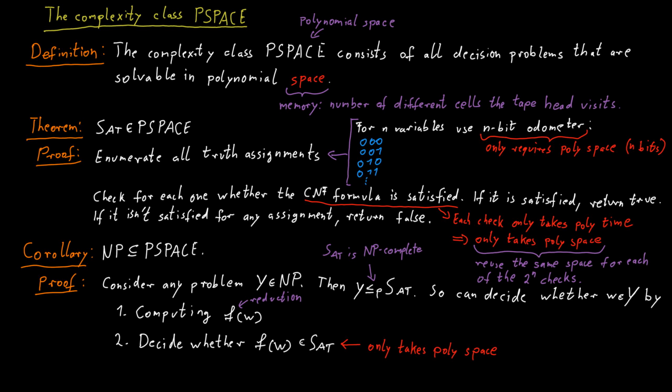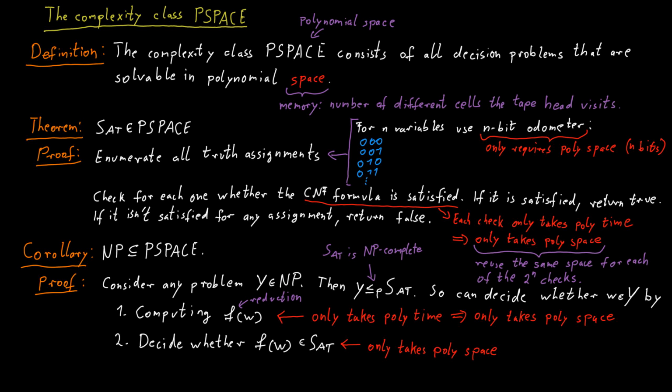And so the second step of this process we can actually do in polynomial space, and the first step of the process we can even do in polynomial time. So clearly this also only takes polynomial space. So both steps in this process require polynomial space. So overall we can decide in polynomial space whether a word is in the language y or not. And therefore this language y is also contained in PSPACE. This works for any language y in NP, and therefore NP is completely contained in PSPACE.